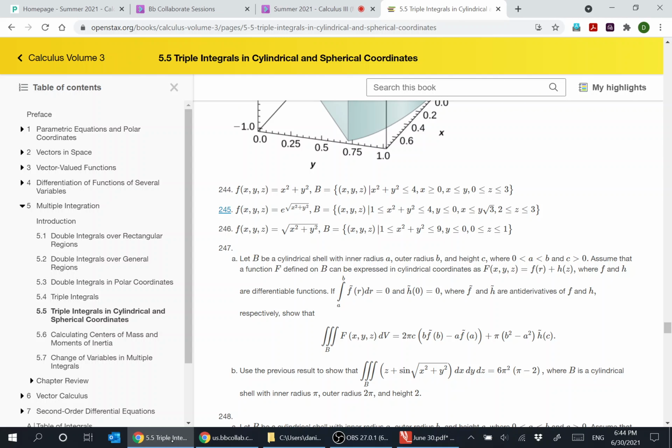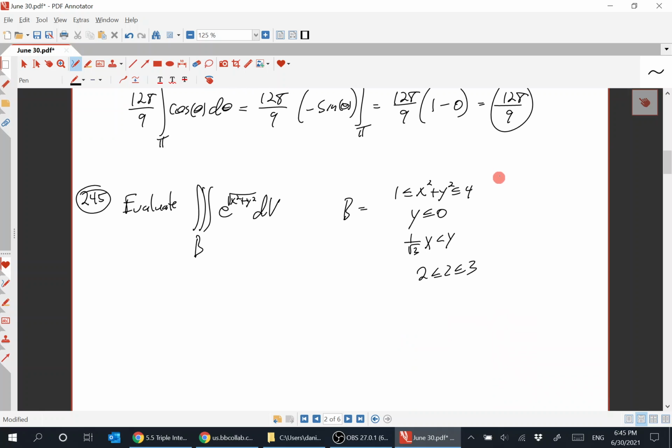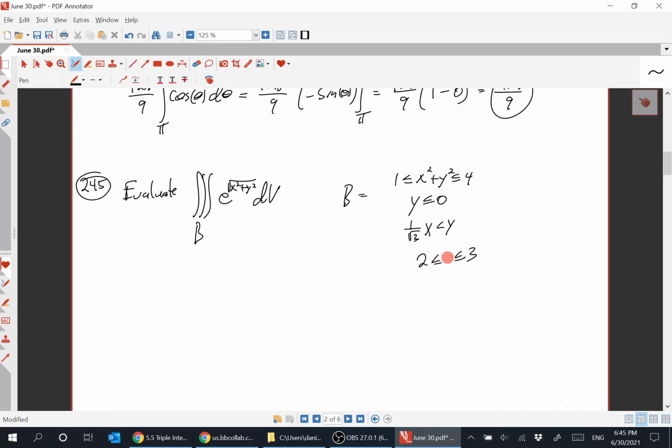And z is between 2 and 3. So the z is just bounded by constants. So I'm just going to draw the bit in the xy plane. We have the circle of radius 1, the circle of radius 2.